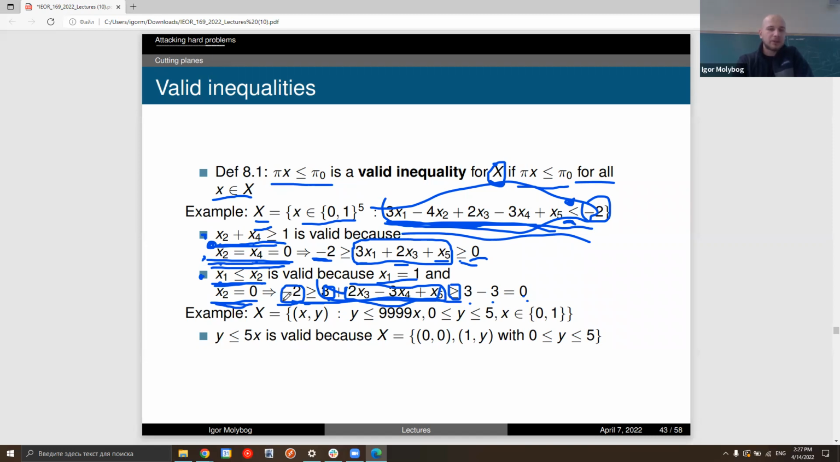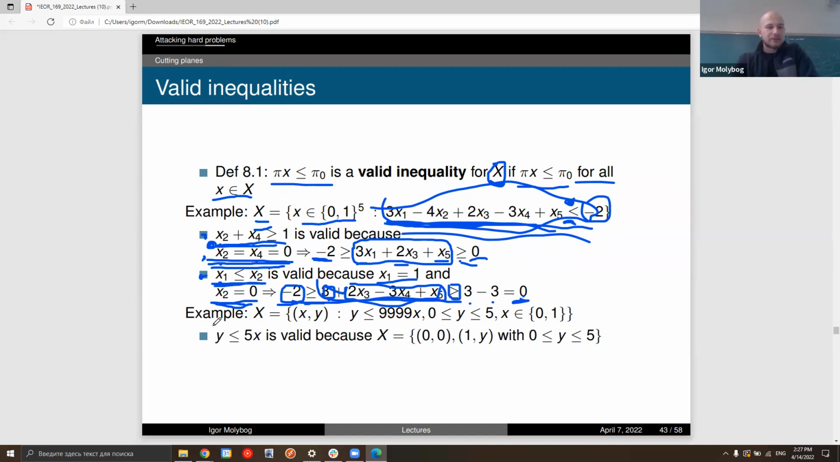Basically we are saying that -2 is greater than or equal to 0, which is a false inequality, and therefore this situation when x1 is equal to 1 and x2 is equal to 0 can never happen for any point of x, and therefore the original inequality is a valid inequality. Is it clear?